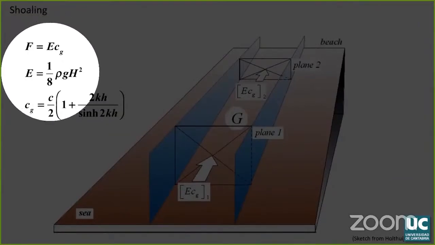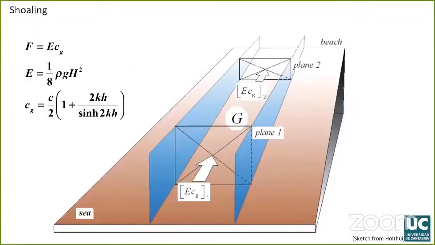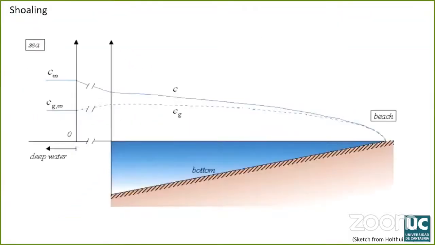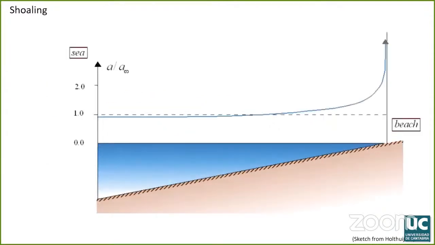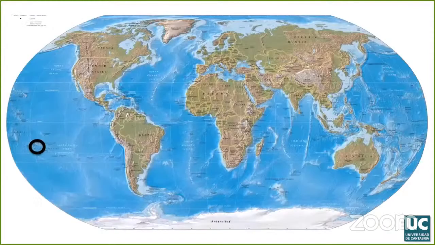As seen, wave energy is proportional to the square of the wave height. When propagating to shallower water, the wave train reduces its group celerity, and therefore, as the energy flux between deep water and a point in shallow water is constant, it produces a sudden increase in the wave height close to the beach. In order to see an example of shoaling, let's go to Tahiti, to Te Haupu.